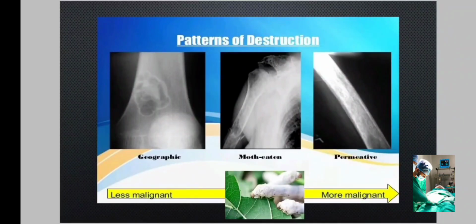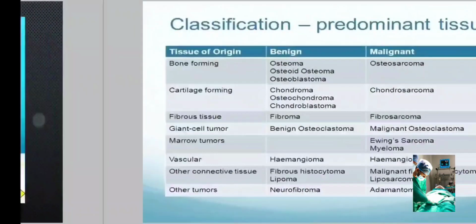And let's see the permeative ones. So as you can see, you can barely say which is the cortex, which is the medulla. There is loss of the corticomedullary differentiation, and the telangiectatic osteosarcoma comes under this. So as we have studied, the permeative one is the most malignant and the geographic ones are the least.